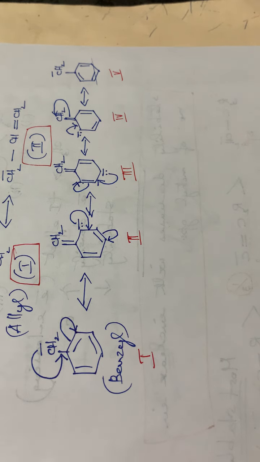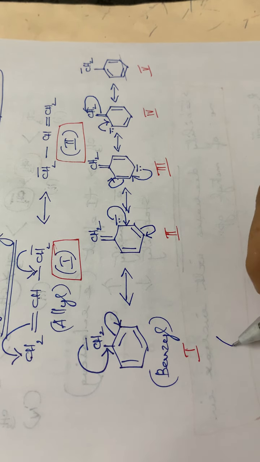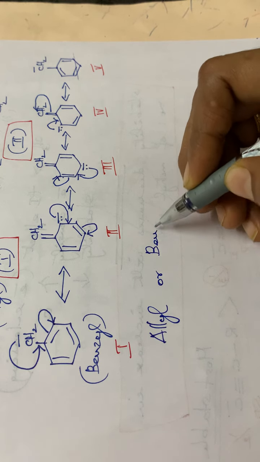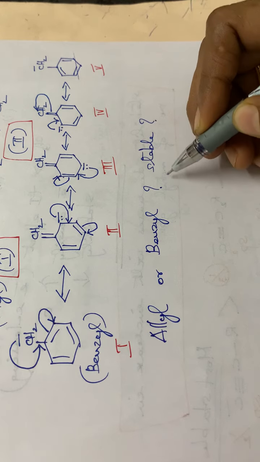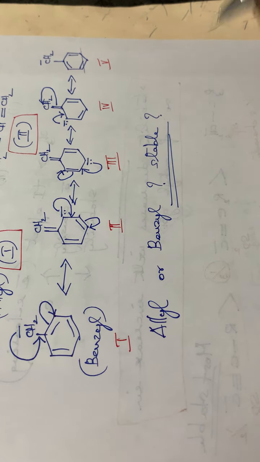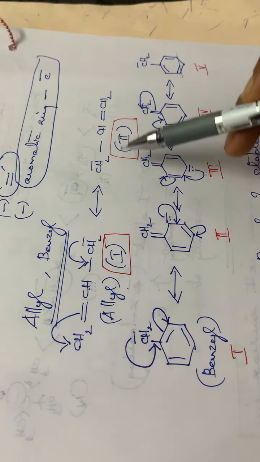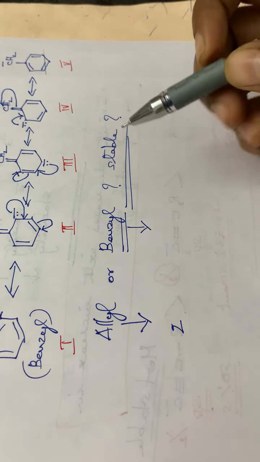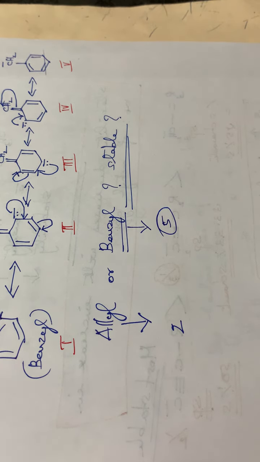So while comparing benzyl and allyl carbanion, which one will be more stable? Allyl or benzyl? In the case of allyl carbanion, how many contributing structures are there? It will be having 2 contributing structures, isn't it? And in the case of benzyl carbanion, how many contributing structures? 1, 2, 3, 4, 5. So it will be having 5 contributing structures.